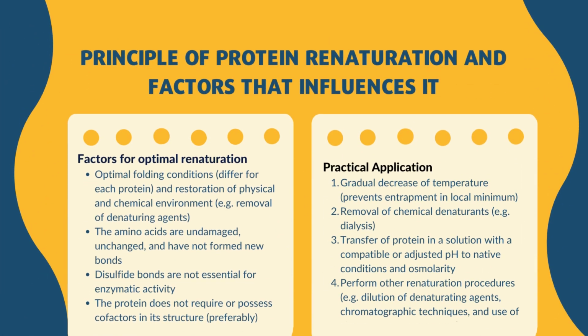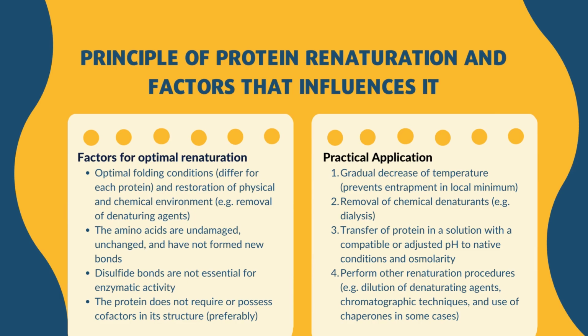To facilitate refolding into its native state, the optimal environment for the protein must be met. This also includes the following factors or conditions. First, optimal folding conditions, which differ for each protein, and restoration of physical and chemical environment, such as the removal of denaturing agents. Also, the amino acids should be undamaged, unchanged, and have not formed new bonds. It would also be easy to renaturate a protein if disulfide bonds are not essential for its enzymatic activity. And lastly, it is preferable that the protein does not require or possess cofactors in its structure.